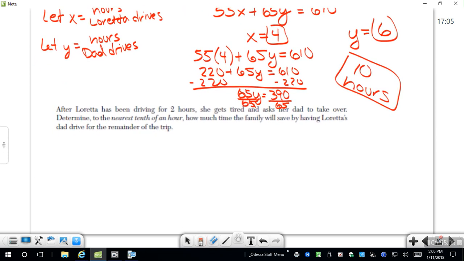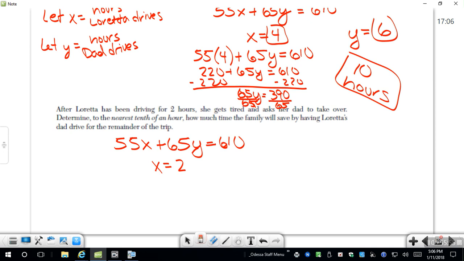Now there is a second part to this question. It says, after Loretta has been driving for 2 hours, she gets tired and asks her dad to take over. Determine to the nearest tenth of an hour how much time the family will save by having Loretta's dad drive for the remainder of the trip. So guys, we should kind of know that the less time Loretta spends driving, the less time it's going to take for her family to get to her destination because her dad drives at a faster rate. So now we still have the same original equation here, 55x plus 65y equals 610, except our second equation is now x equals 2 because she's only going to drive for 2 hours.